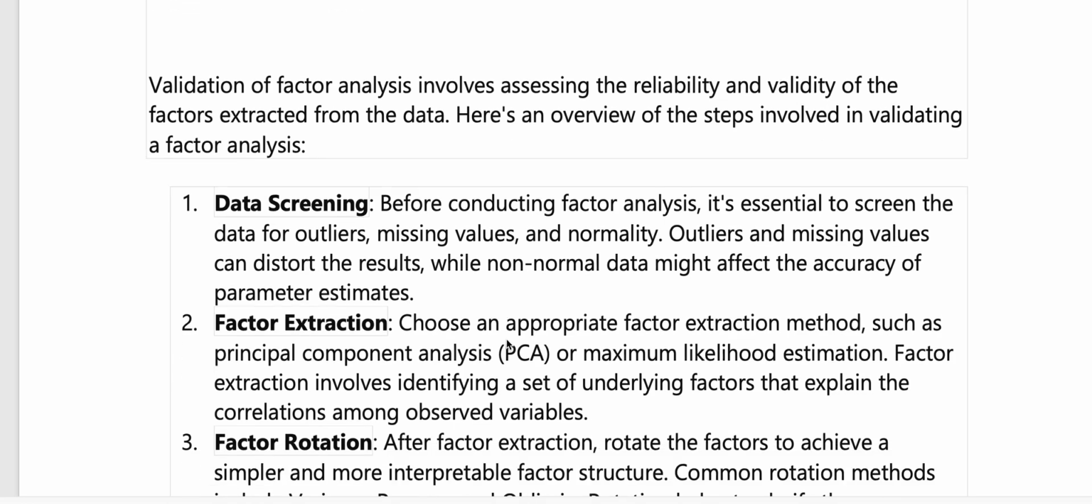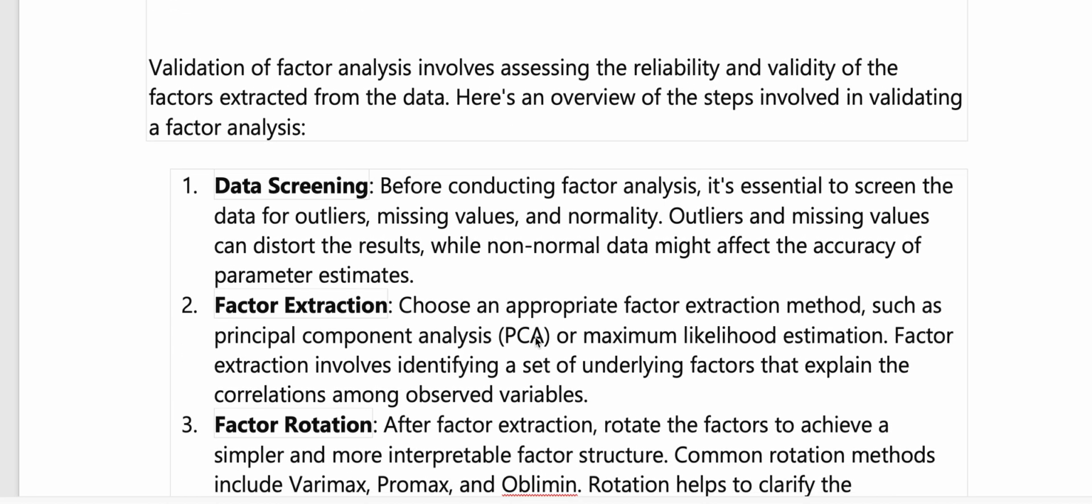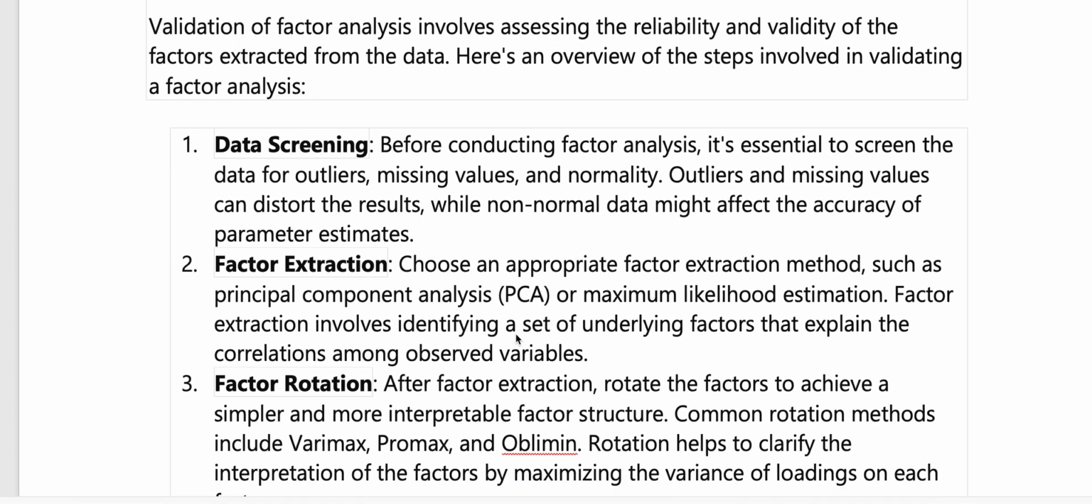The first step is data screening. Before conducting factor analysis, it's essential to screen the data for outliers, missing values, and normality. Outliers and missing values can distort the results, while non-normal data might affect the accuracy of the parameter estimation.